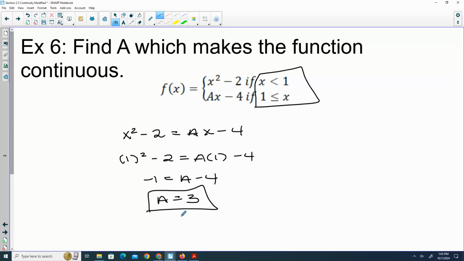Okay, we're going to do a handout together, or part of it.